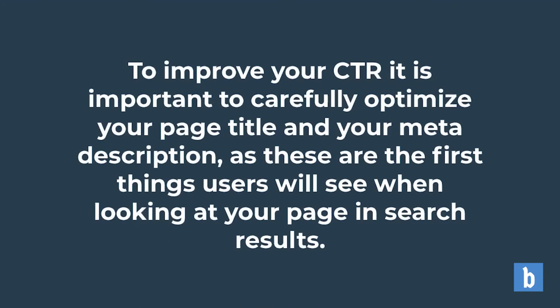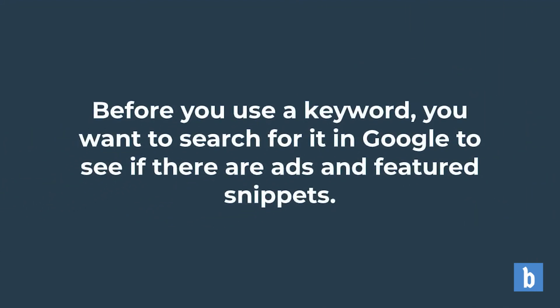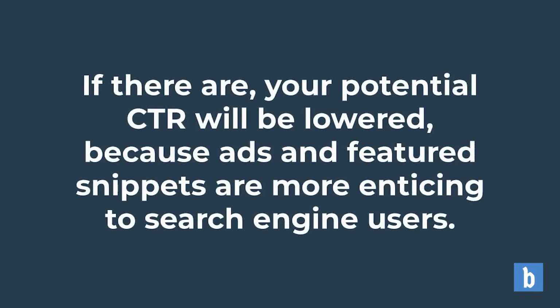To improve your click-through rate, it is important to carefully optimize your page title and your meta description, as these are the first things users will see when looking at your page in search results. Before you use a keyword, you want to search for it in Google to see if there are any ads or featured snippets. If there are, your potential click-through rate will be lowered because ads and featured snippets are more enticing to search engine users, so they are more likely to click onto them instead of onto your page.